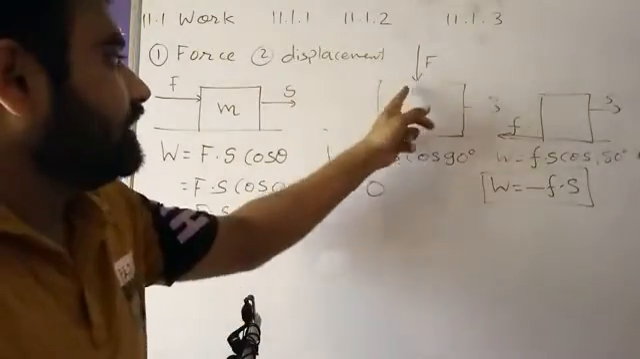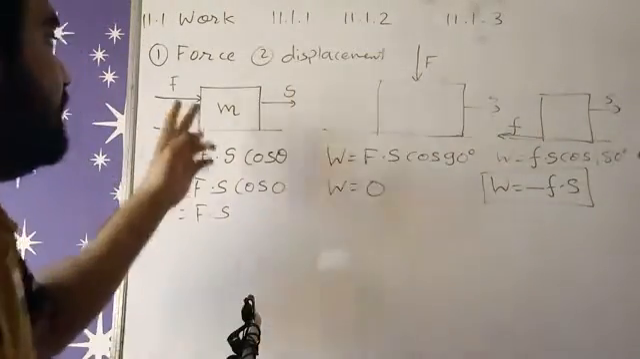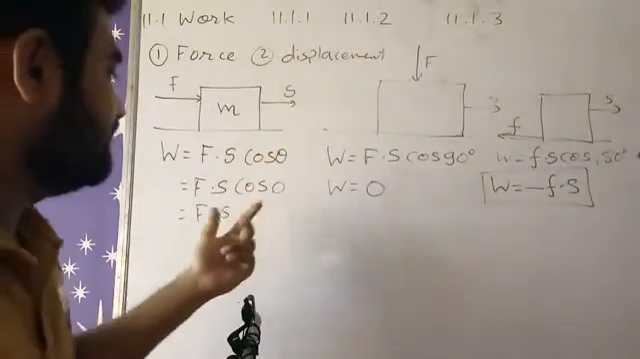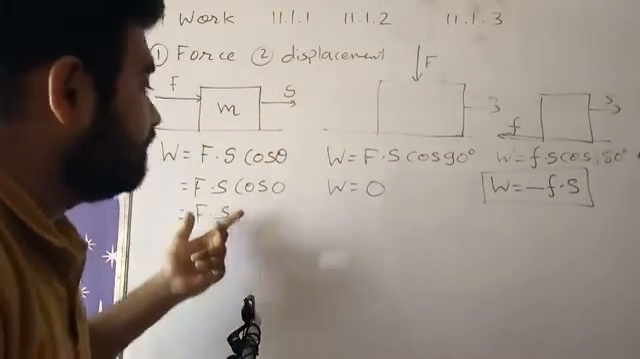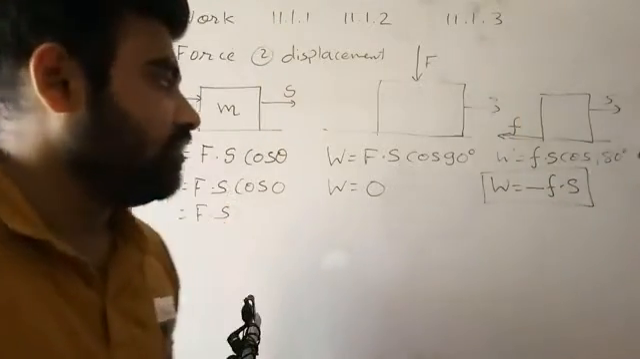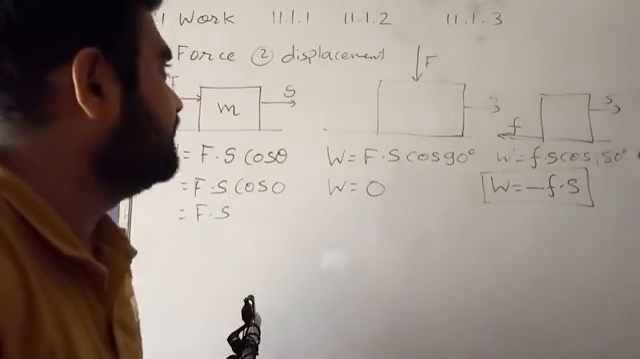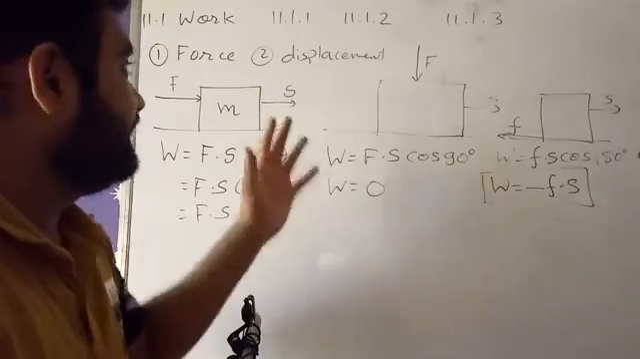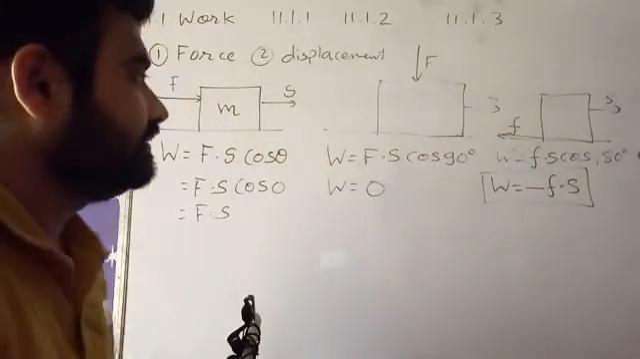Here they are perpendicular, that's why 0, and here both are in the same direction, that's why we get the work which is maximum. Minimum we get when they are totally opposite to each other. So that is our work phenomenon.